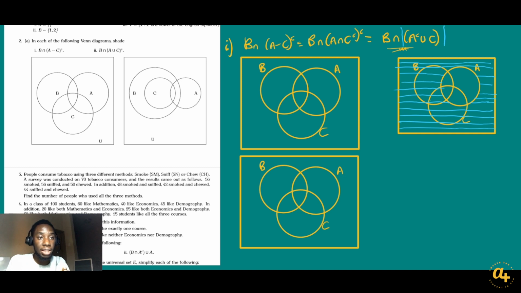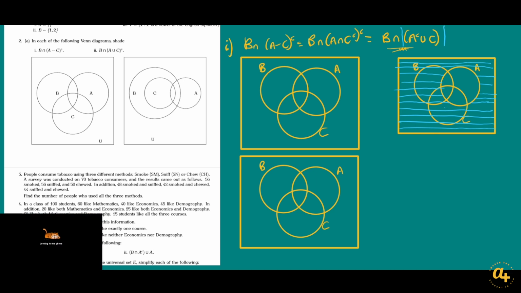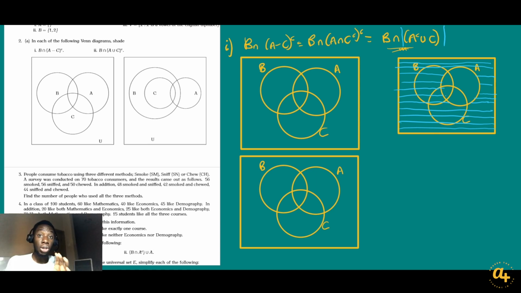Now when we look at set C here, you can see that we haven't shaded all of it. We've only shaded part of it. Why? Because the part that we've shaded so far is A complement. So now when we include set C to A complement, this unshaded part of set C is also going to be shaded.